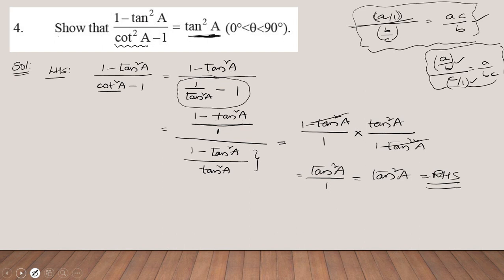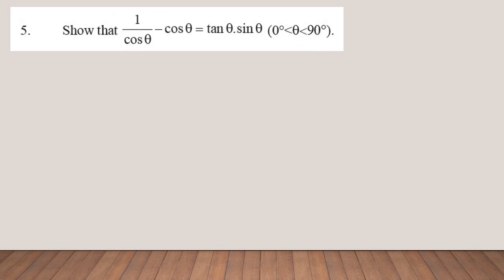Okay, now let us move on to question number 5. Let us see this. If you observe carefully, here we have 1 by cos theta minus cos theta. These problems are very simple. So 1 by cos theta minus, this is cos theta by 1. Now what is the LCM here? The LCM is cos theta. Then what am I going to get? 1 minus cos square theta, because the LCM is cos theta. Here cos theta is there, and in cos theta, cos theta goes one time.